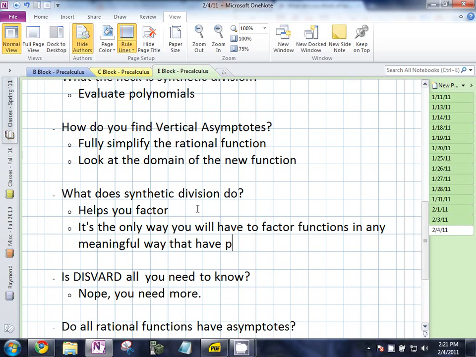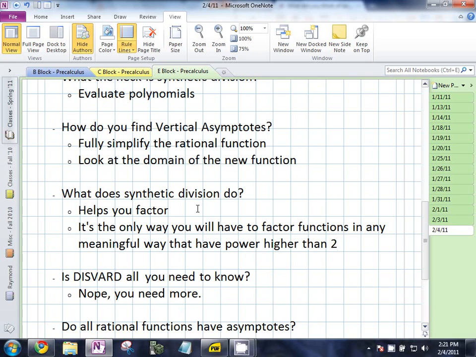that have power higher than 2. If you're presented with a function of power greater than 2, it's either going to be a very specific circumstance where you're going to look at it and be like, oh, I know what that is, or you're going to use synthetic division. 99% of the time, you're going to attack all polynomials with power greater than 3 with synthetic division if you're factoring them.